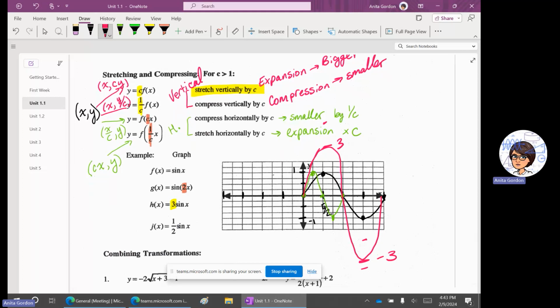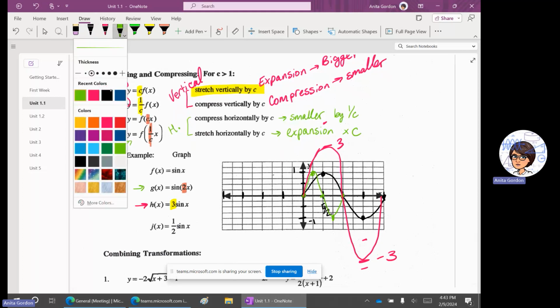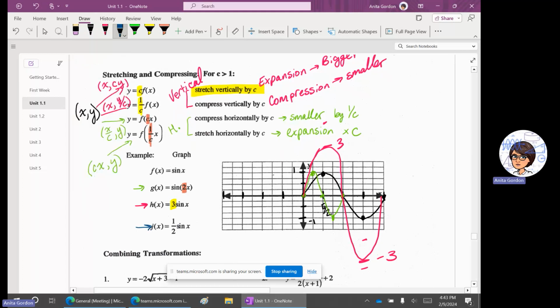So that's a vertical stretch by 3 for this one. So that's h of x in pink, g of x in green. And if I do the last example here, j of x, I'm going to do it in blue. I see a 1/2. It is on the outside of my function, so therefore this is a vertical, and because it's a 1/2, it's a vertical compression.